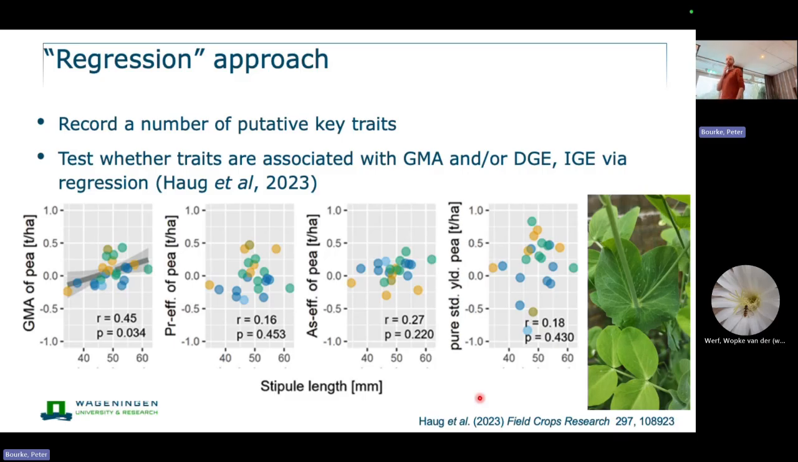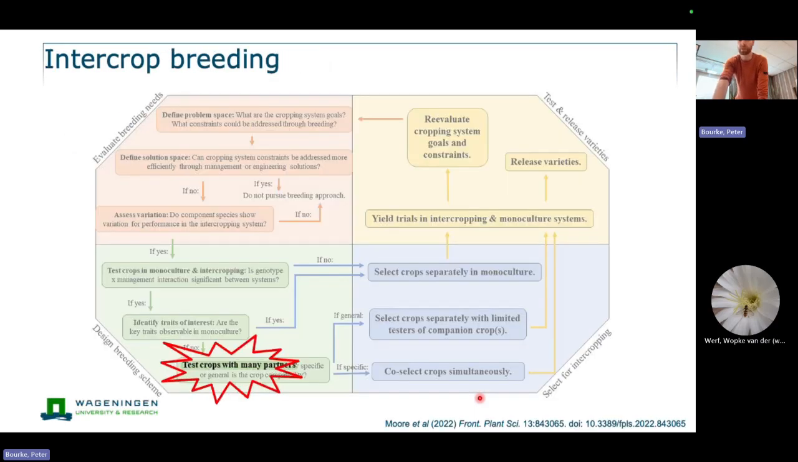Again, I think he'll talk about this in a while. I can skip over it very briefly, but in their study they found a correlation, in this case genetic, between the stipule length, which is the length of this flag leaf on the pea plants, and these general mixing abilities in these mixtures. But I'm going to skip over that because I'm running a little bit out of time.